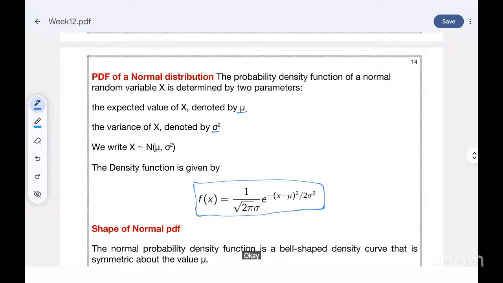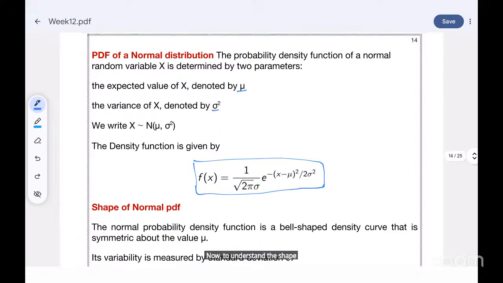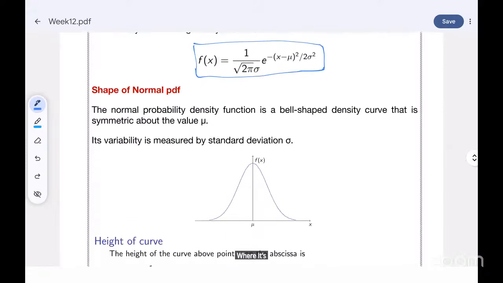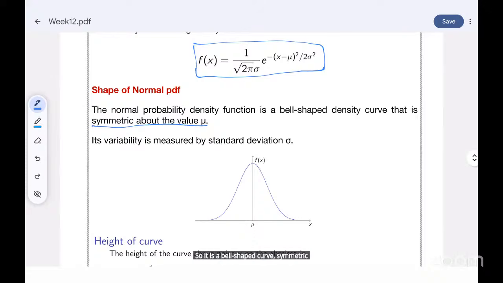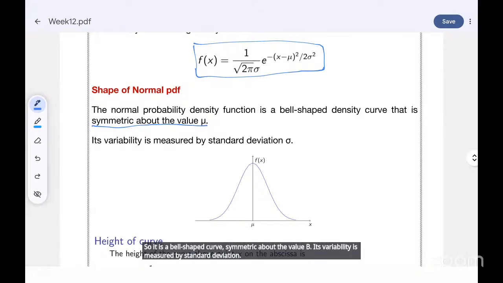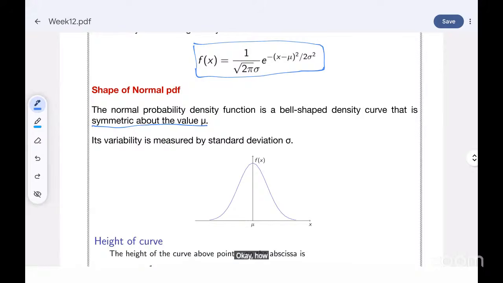Okay, fine. Now, to understand the shape, that is very crucial. The normal probability density function is a bell-shaped density curve that is symmetric about the value mu. Symmetric about the value mu is again very important. Its variability is measured by the standard deviation sigma. How is it varying? We usually measure it by sigma. You'll understand this line slowly.